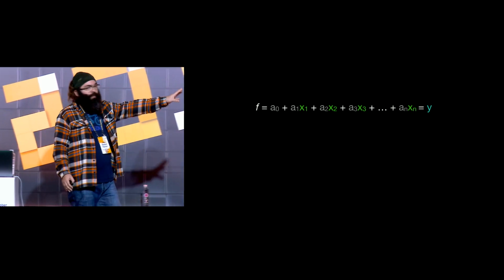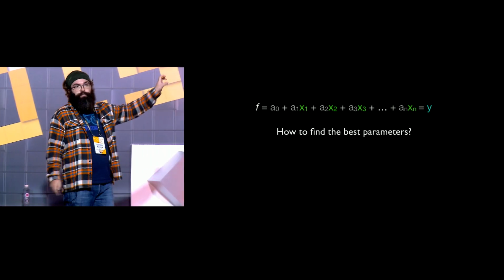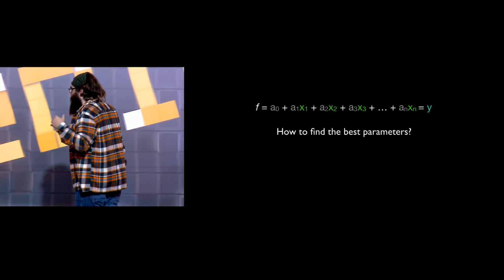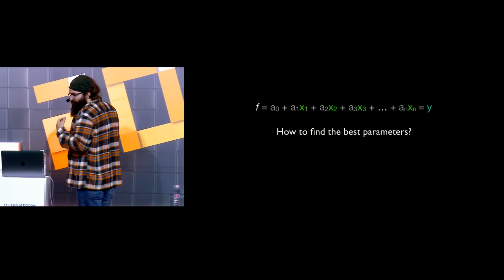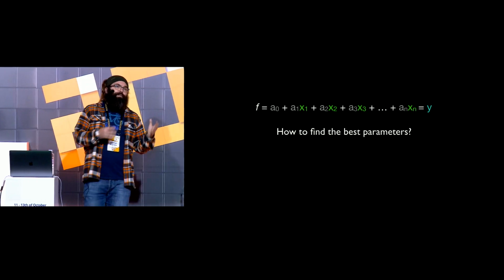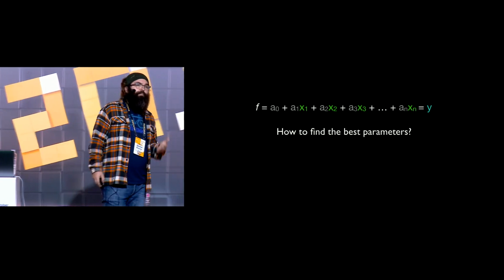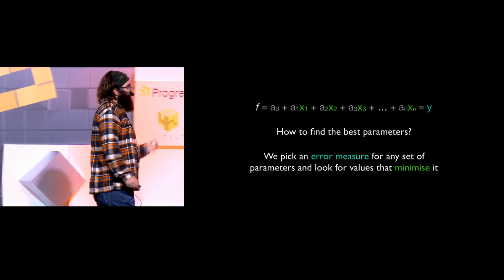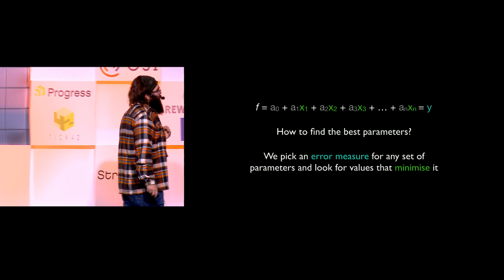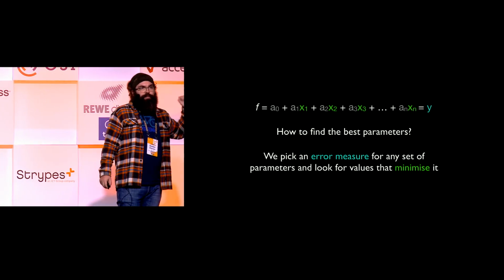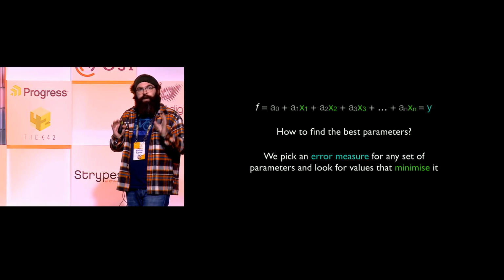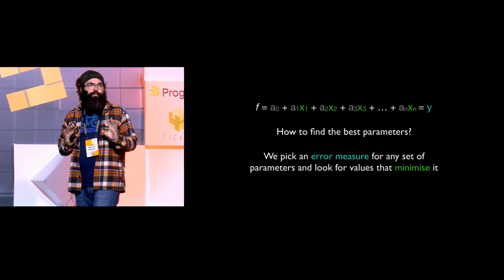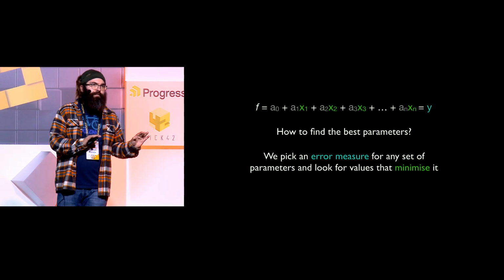We're looking for a function like this, and how do we find the best parameters? The best A0, A1, A2, and so on. The first question we need to answer is actually what does it mean for some parameters to be the best parameters? And the thing we need to do is to define an error measure. So given any set of parameters, we can calculate the error for those parameters, and then the problem we're trying to solve is finding a set of parameters that has the minimal error.